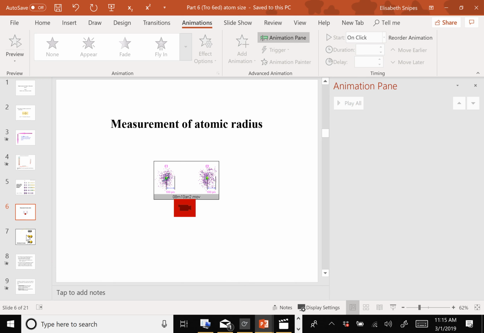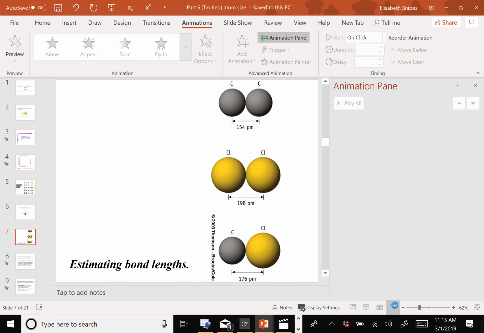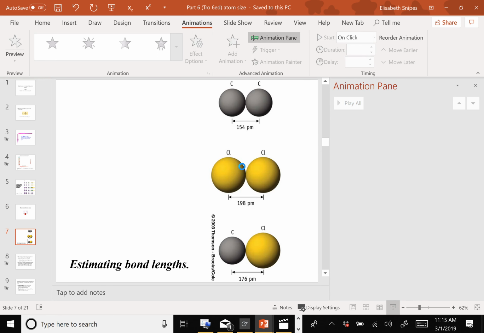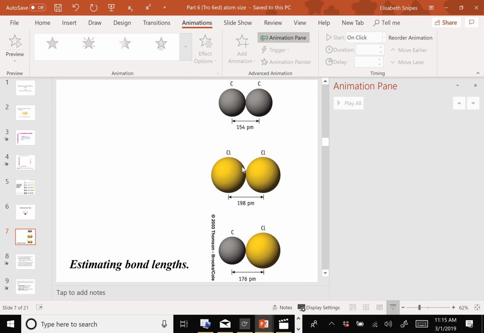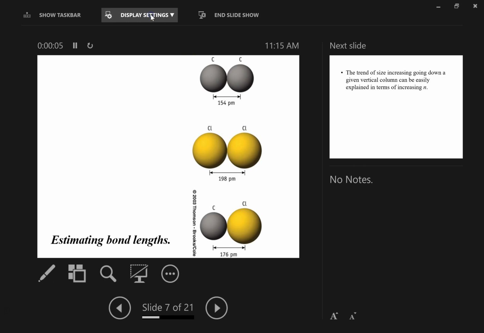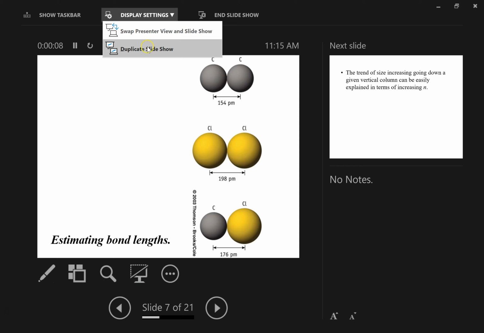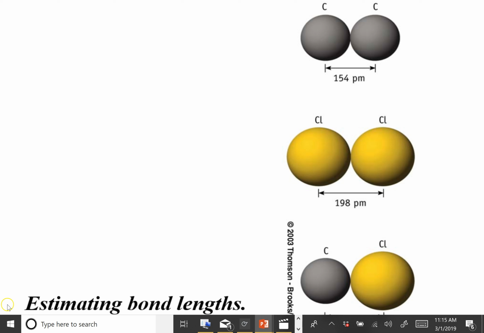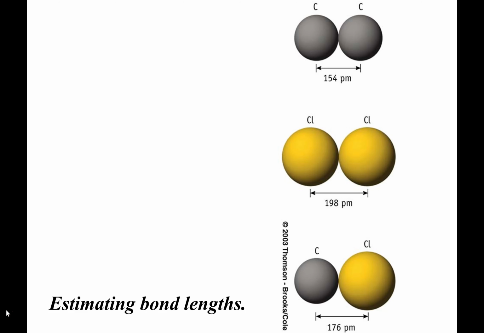And then similarly, this slide looks at coming up with atomic radii of carbon and chlorine. It's just where do those numbers come from? And again, it's not like you're measuring the length of a table.